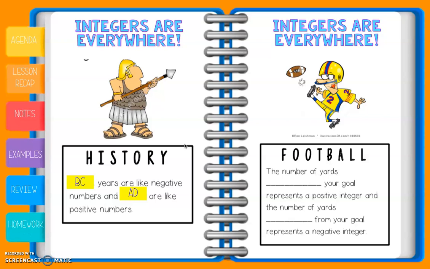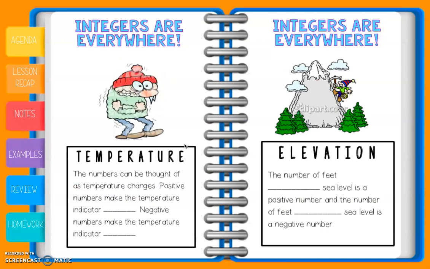Okay. Football. In football, the number of yards towards your goal are represented by positive integers, whereas numbers away from your goal, so like if you get a penalty, those are represented as negative integers. Temperature is another one. Temperatures can be thought of as changes. Positive numbers make the indicator rise, so it would make a thermometer go up, whereas our negative numbers would make that thermometer fall, make it go down.